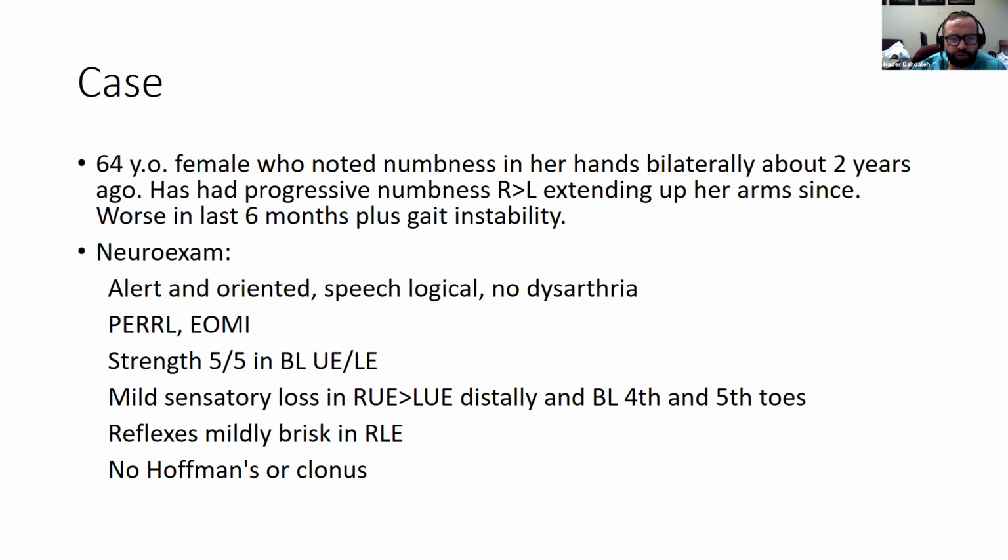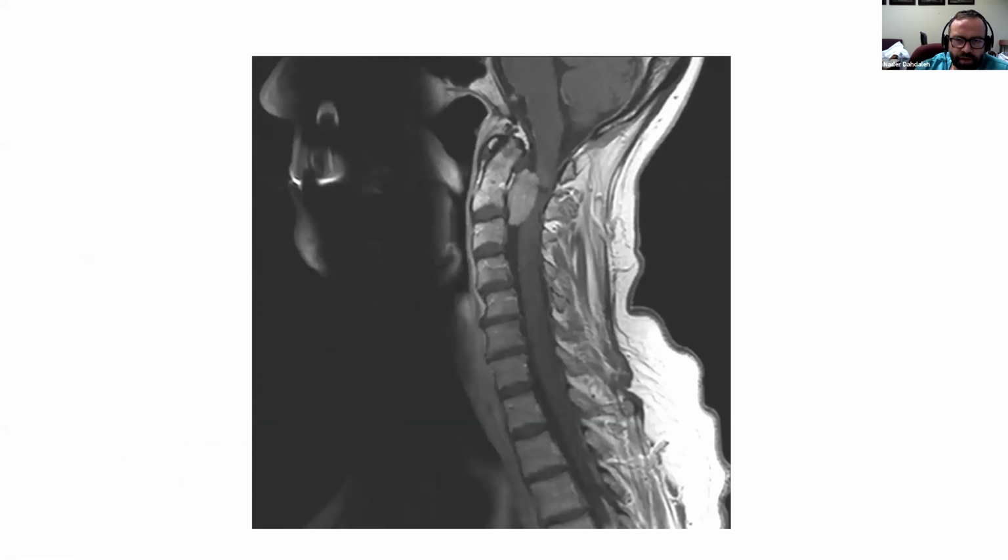This is a 64-year-old woman who noted numbness in her hands for about 2 years, and then progressively started complaining of progressive numbness along her arms and then toes as well. And she's been having gait instability, ataxia for the past 6 months. So slowly progressive neurological deficit in the upper and lower extremities. On exam, full strength. However, she had some sensory deficits. She had brisk reflexes in the uppers and lowers, and that's her MRI.